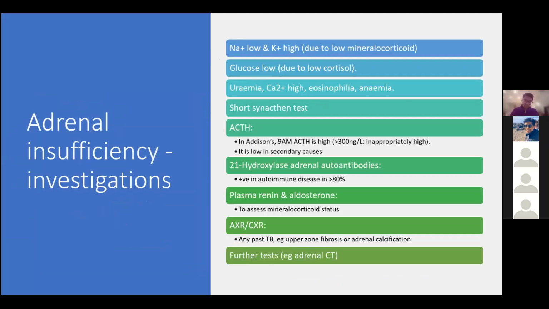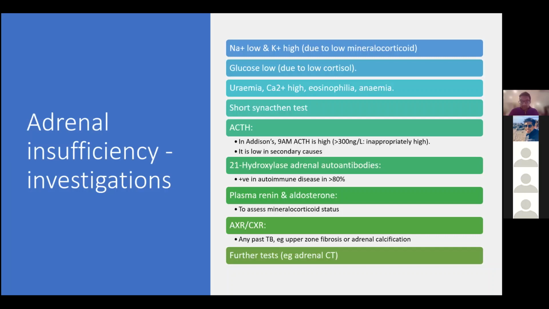So how do you investigate adrenal insufficiency? Again, start off with your routine bloods. They often have a low sodium and a high potassium because of the low mineralocorticoid production. They'll have low glucose because of the low cortisol production. They may be uremic if they have a degree of dehydration. They often have a high calcium. They may have eosinophilia, and they may be anemic. You do a Synacthen test and endocrine tests to confirm the diagnosis.